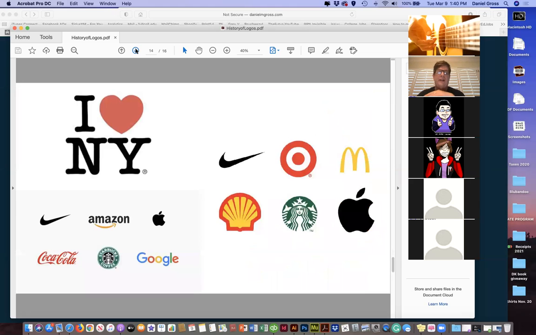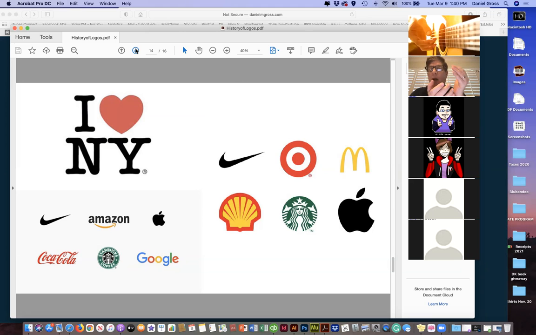Do that a little bit later. I don't want to spend too much time on that today. Now we've got the evolution of marks. Things like the I Love New York, designed by the great Milton Glaser, which has become symbolic.